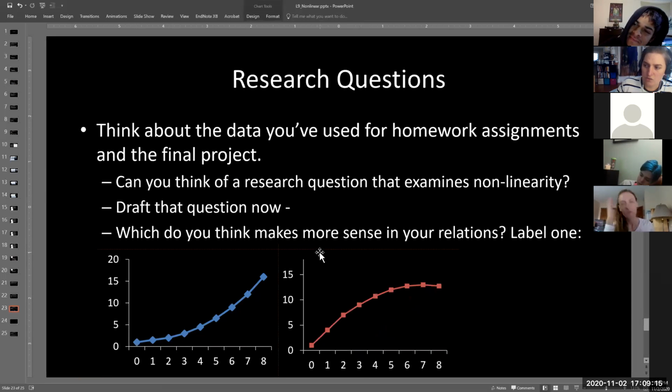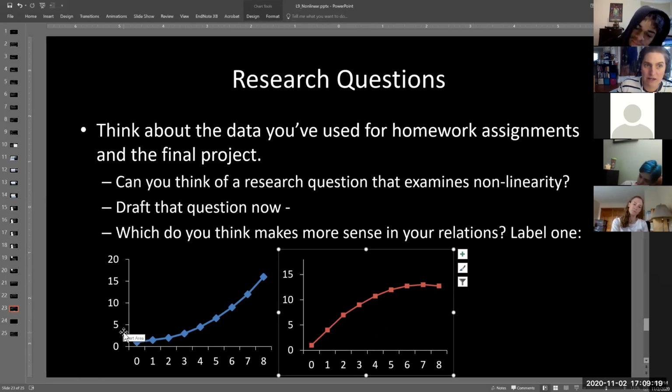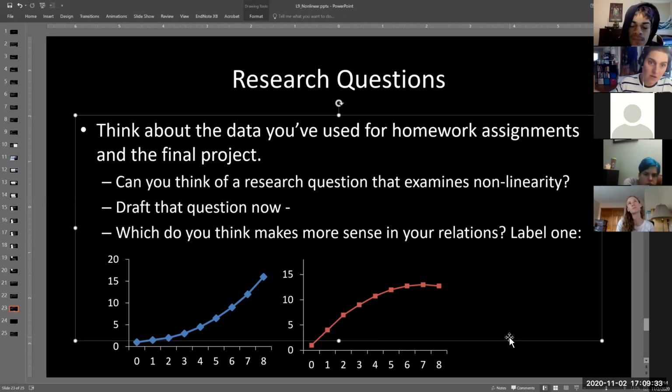So I have 2 examples of what this might look like. And Shantanu, this one is more similar to the one you suggested, where the relationship is 0 at the low end and then gets stronger as you go up. This is also a valid nonlinear relationship, as is its opposite cousin.